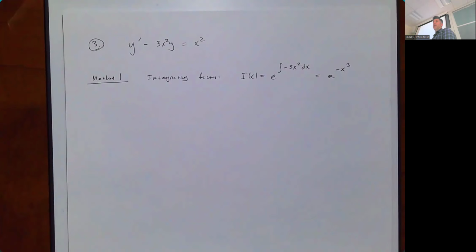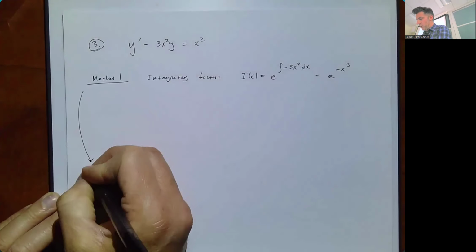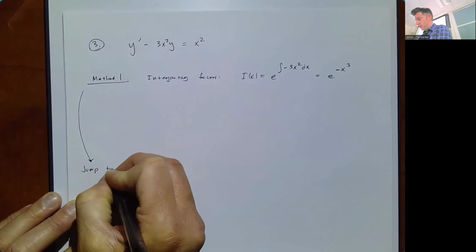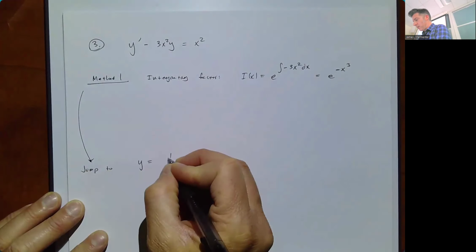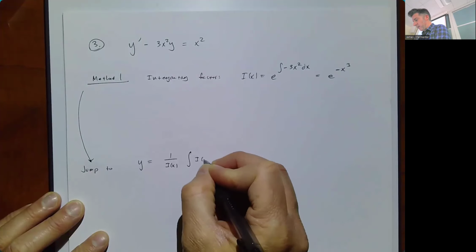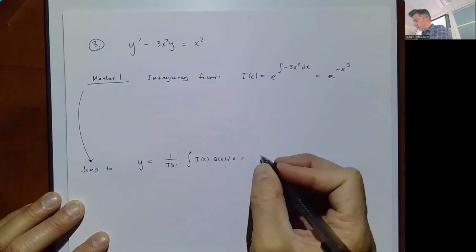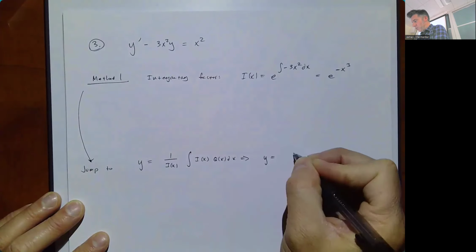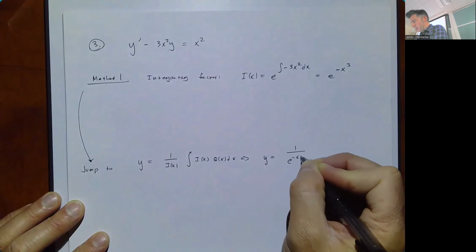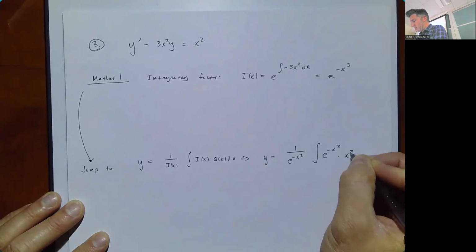Technically, you could jump straight to the answer, and still have to do some integration. I'm going to show the work here, but we could presumably jump to saying that y is equal to 1 over the integrating factor times the integral of the integrating factor times q of x, which in this case would be y equal to 1 over e to the negative x cubed times the integral of e to the negative x cubed times x squared.